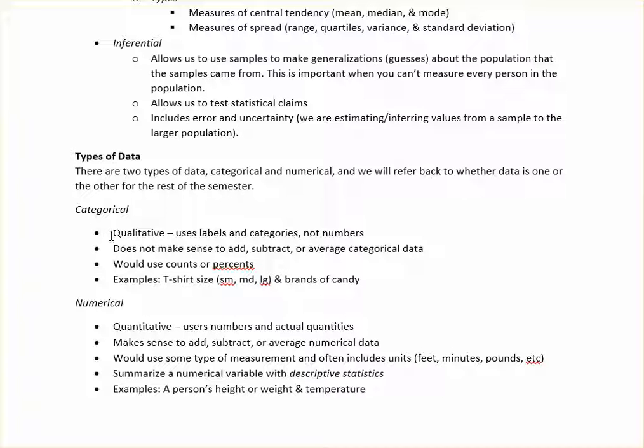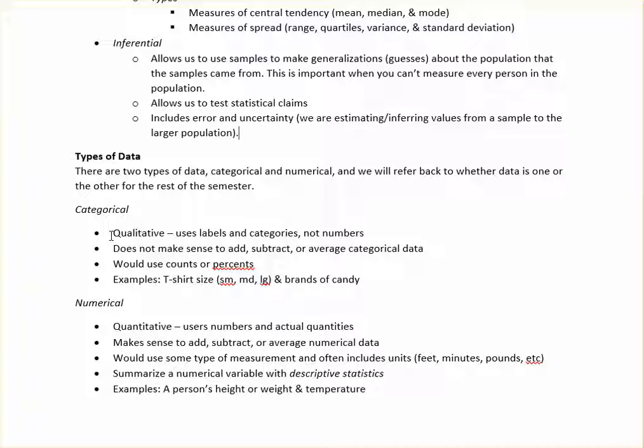Categorical is qualitative, and qualitative just basically means no numbers. It means it uses labels, categories, not numbers. It would not make sense to add, subtract, or average categorical data. It could use counts or percents. So you could count something, or you could do a percent of something, but you couldn't add, subtract, or average it and have it really make any sense.